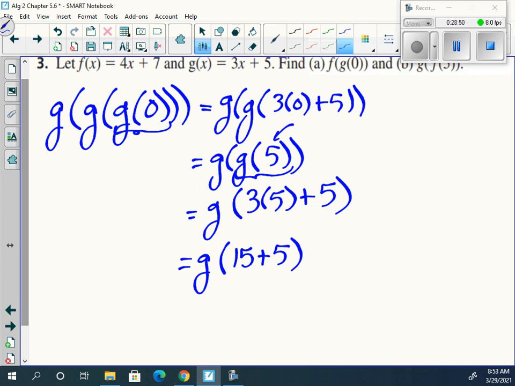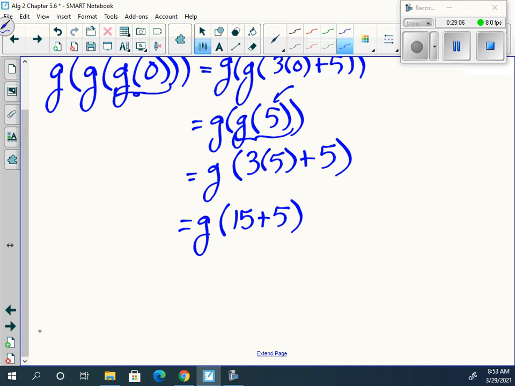So we have g of 5. So I'm going to plug 5 into g of x, yes? So g of x is 3x plus 5. So we would have 3 times 5, which would give us 15 plus 5. You're good? And 15 plus 5 is 20, yes? Well, now I'm going to take what?